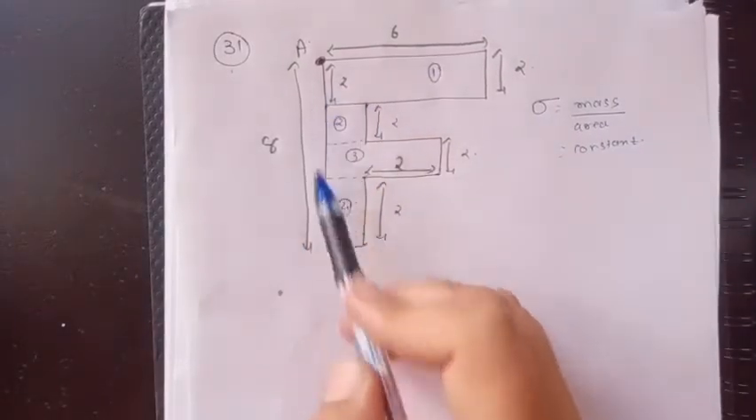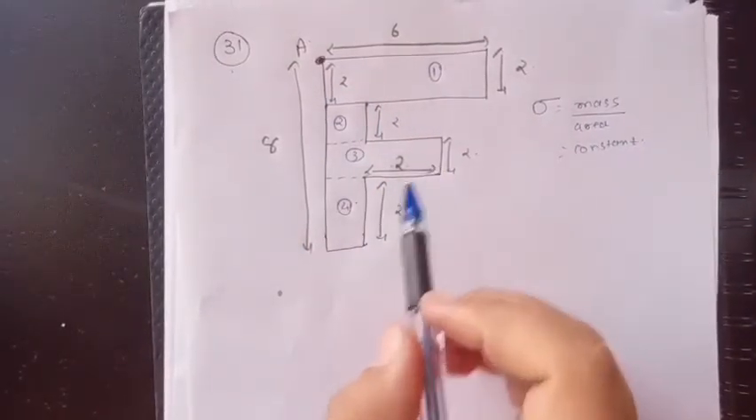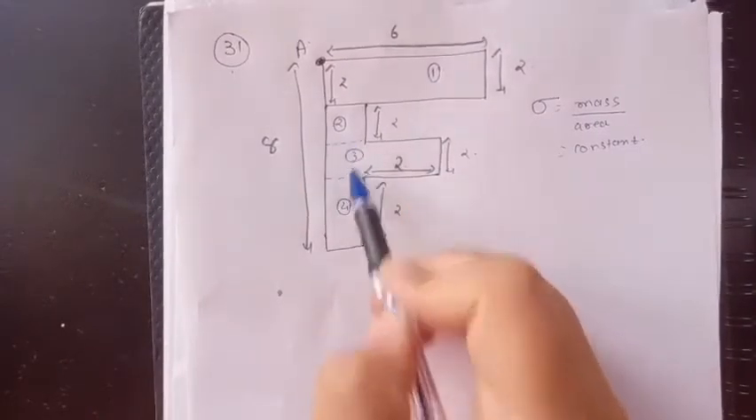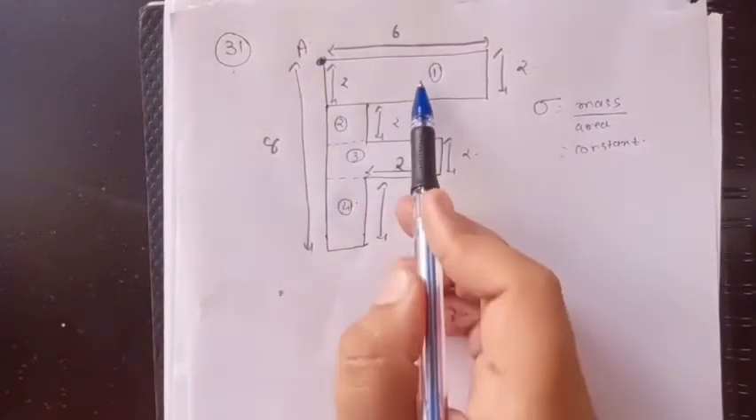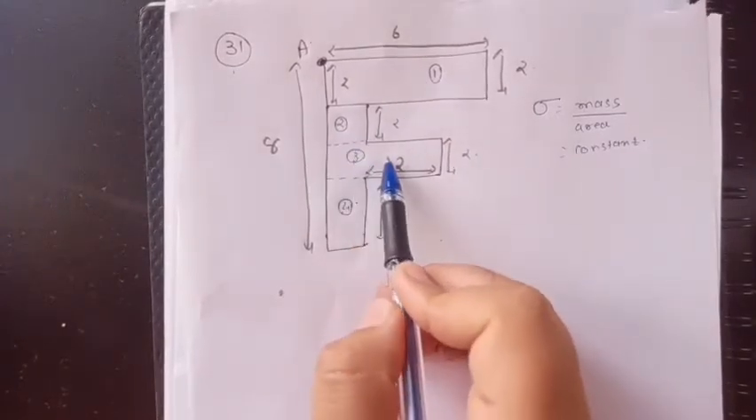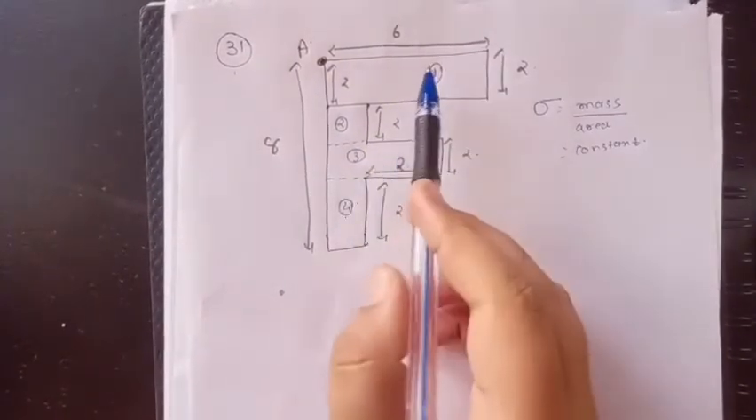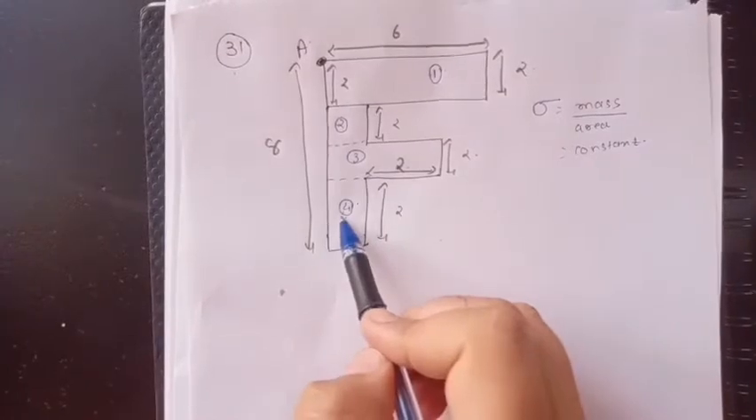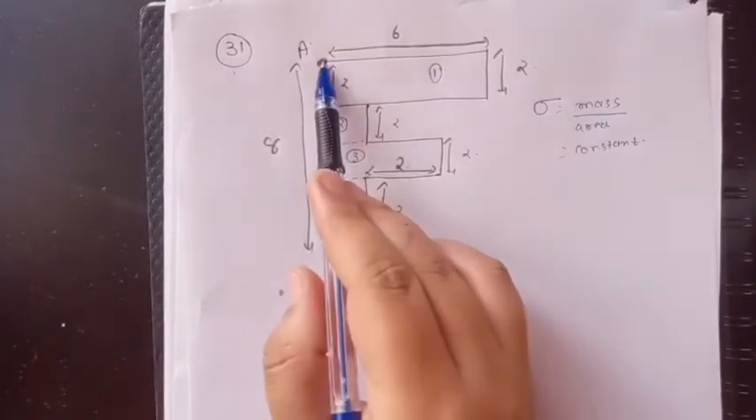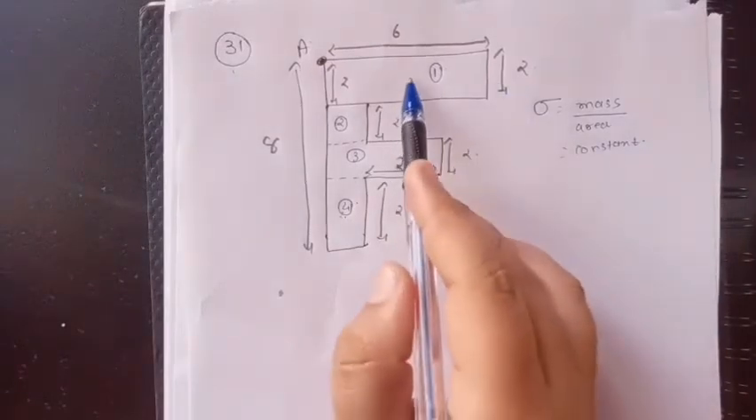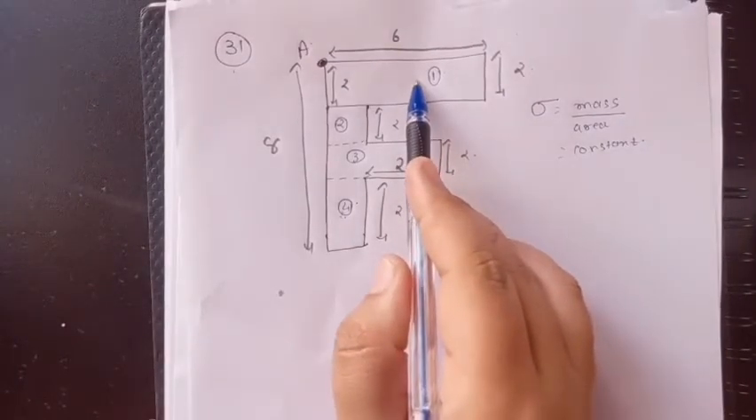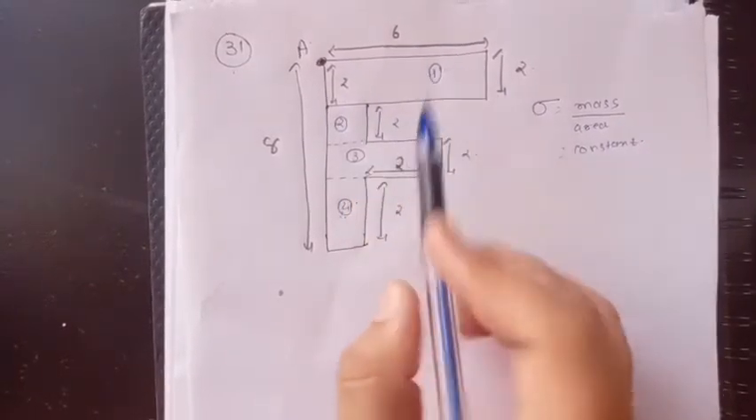We have divided this whole letter into 4 segments. This is first, second, third and fourth. This point is taken as origin. Individually we'll find the location of the center of mass for each component, and then finally we'll find xcm and ycm for the whole letter. First, taking the coordinates for the first component.